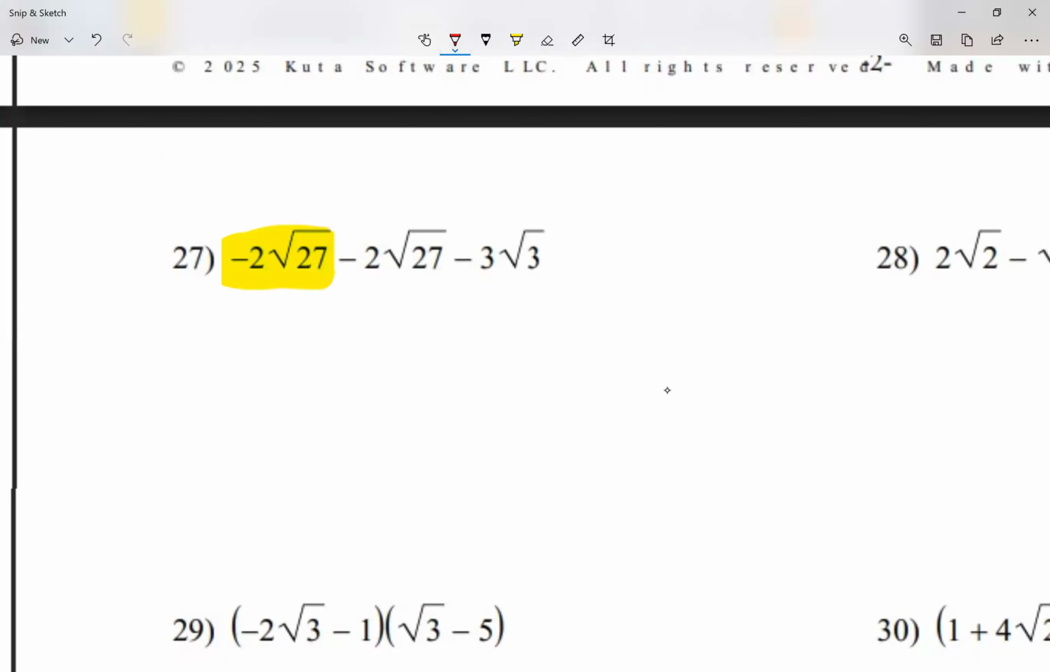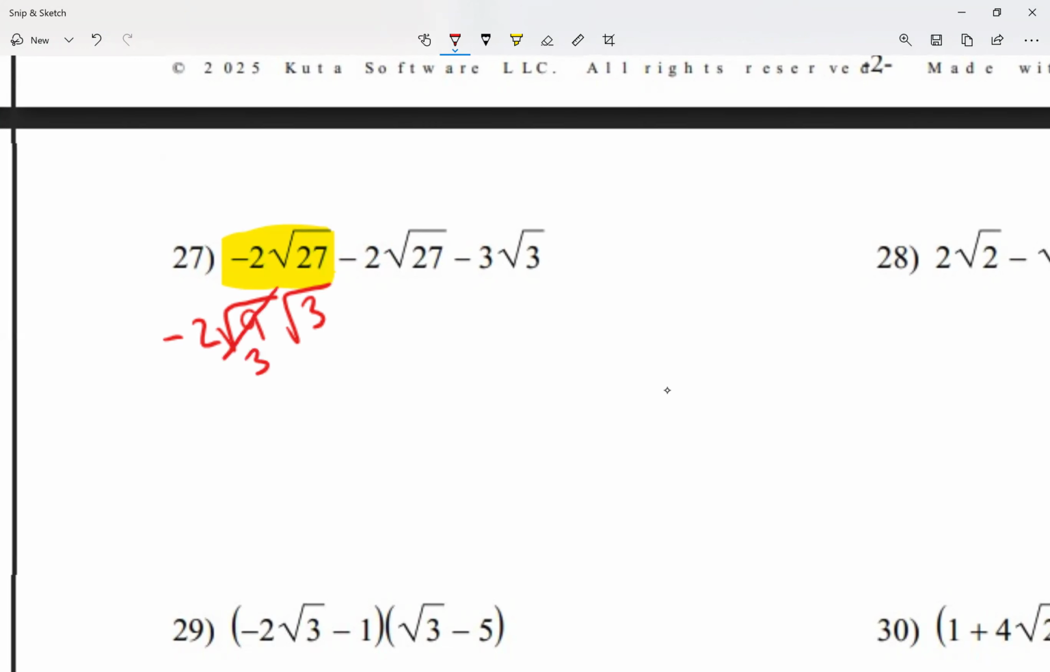I asked myself, the radical 27, can I simplify that? Can I multiply two radicals? So two different numbers that multiplied equals 27, one of them is a perfect square. And yeah, I can go 9 times 3. So let me not forget my negative 2 at the front. I know the square root of 9 is 3. So when I multiply these, I get negative 6 radical 3.